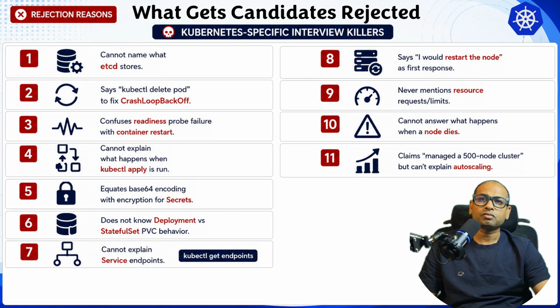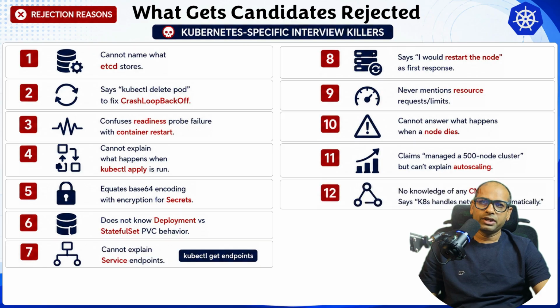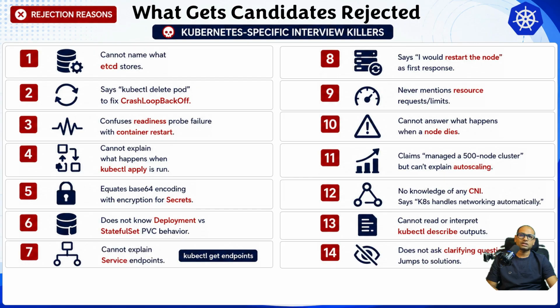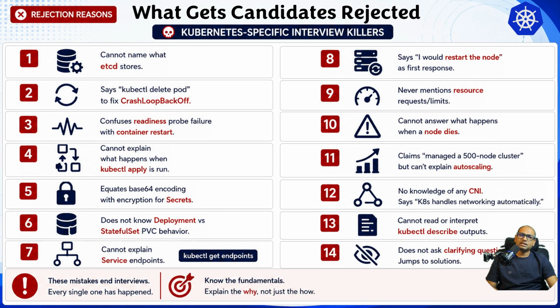When you never once mention resource requests and limits. When you can't say what happens when a node dies. When you claim you manage a 500-node cluster but can't explain autoscaling. When you have no knowledge of any CNI and wave it away with "Kubernetes handles networking automatically." When you can't read kubectl describe output. And this one matters more than people think: when you don't ask any clarifying questions and just jump straight to the solution.